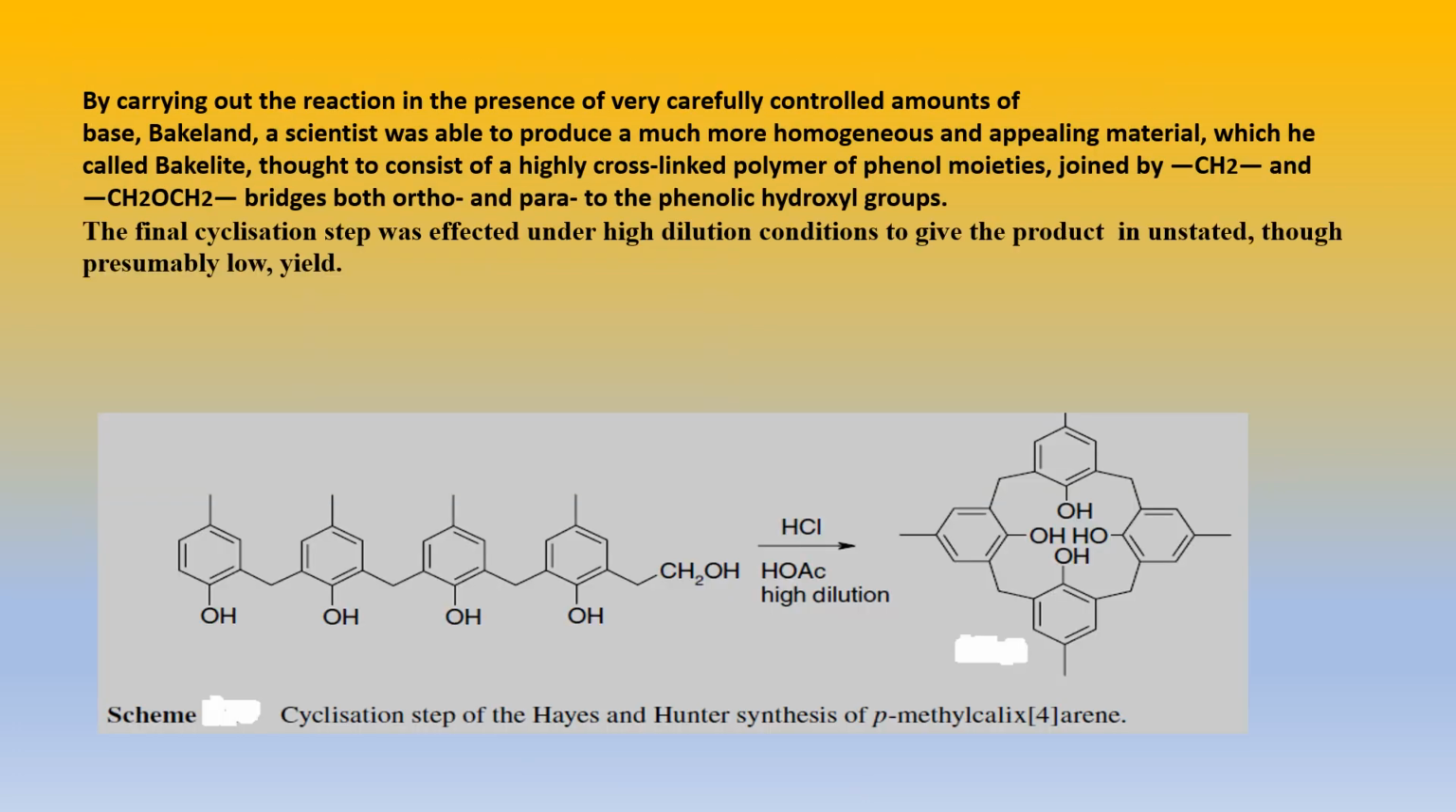Bakeland, a scientist, was able to produce a homogeneous, highly cross-linked phenol formaldehyde resin known as bakelite. This is the bakelite structure. This bakelite will undergo cyclization using the isotope dilution method, and it leads to this Calixarene. In this Calixarene, you can see that in the para position there will be a methyl group.